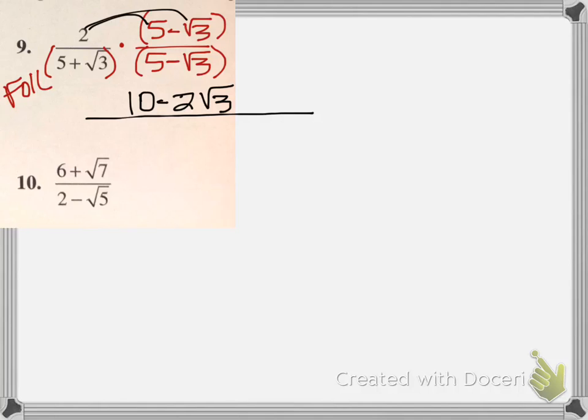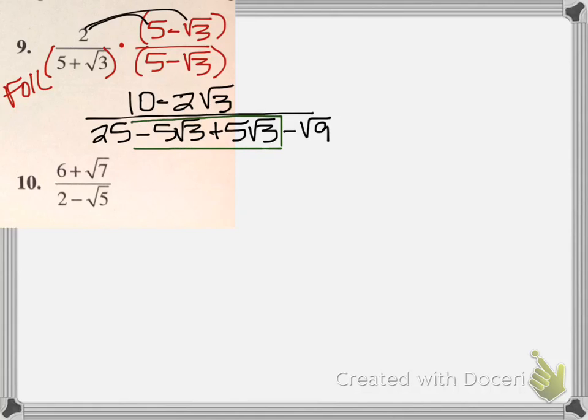Now when I FOIL the denominator, I'm going to get 25. My outers are 5 and negative square root 3, so negative 5 square root 3. My inners are square root 3 and 5, so plus 5 square root 3. And my last terms would give me a negative square root 9. You'll notice that my middle terms, negative 5 square root 3 plus 5 square root 3, cancel each other out, which is what we want to happen because we want all of our square roots to go away. And the only remaining square root is a perfect square. So now let's simplify and see what we have.